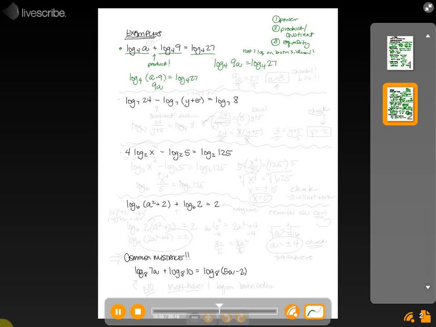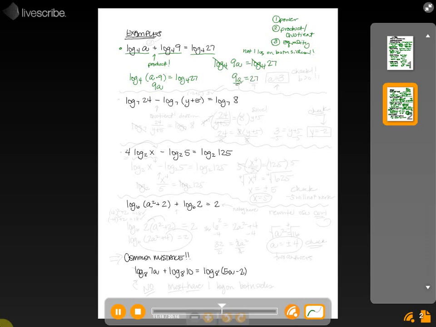Next thing we look at, see if we could use the quotient property. Well, we don't have any subtraction, so no, we can't use the quotient property. And like I said, it'll be one or the other usually, product or quotient. We already used product, so we're probably not going to use quotient. And now we're going to use the equality property. Equality says as long as they have the same base on both sides, and these do, log base 4, we can cancel them out, and we have 9a equals 27.